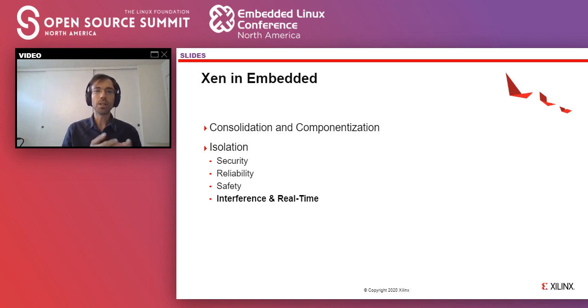We want an application running on one VM, even if it crashes, not to be able to affect the rest of the system. It's often the case that not all software is made equal. Something is more reliable, something is less reliable. When you put them together on a single SoC, you want to make sure that the less reliable software doesn't really affect the most reliable software. This even without safety certification requirements.